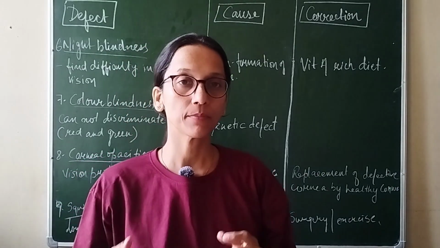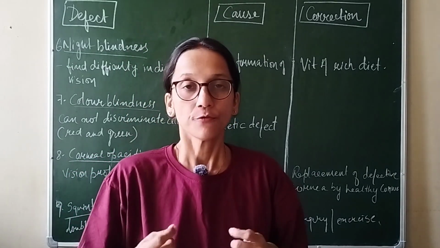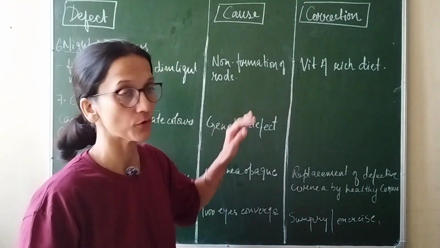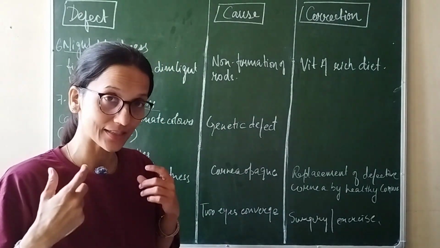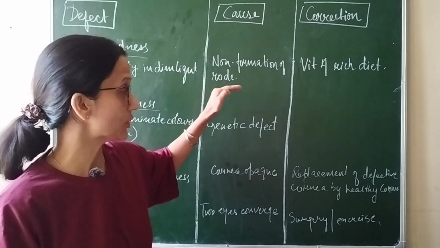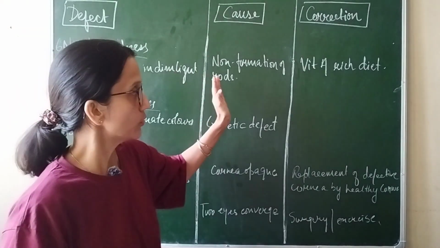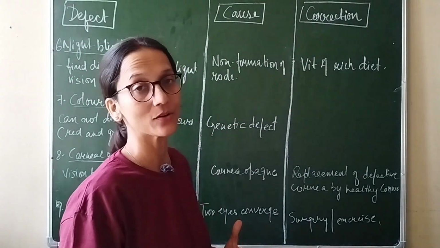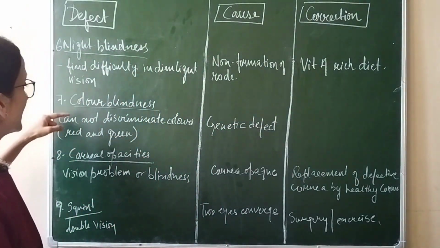And why does this happen? Because of vitamin A deficiency. Vitamin A is very important for the formation of rhodopsin pigment. So if the diet is insufficient of vitamin A, then such people may suffer from night blindness. So what is recommended? They will be recommended a diet rich in vitamin A. The next one is color blindness.